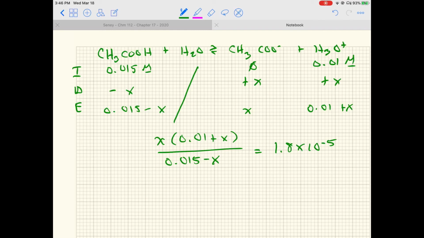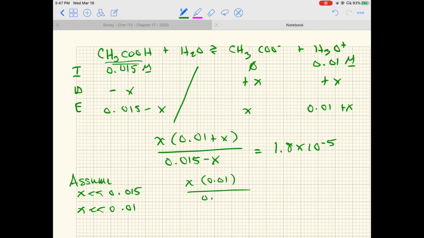And then ultimately, we can say that this is such a weak acid that very little of it dissociates, so we can assume that x is much smaller than 0.015. In fact, we can also assume that x is much less than 0.01 because very little of this acetic acid is going to generate H3O plus because it's so weak. And so then that means we can instead write this as x and 0.01, because that x drops out, and 0.015. And then we can solve for x.